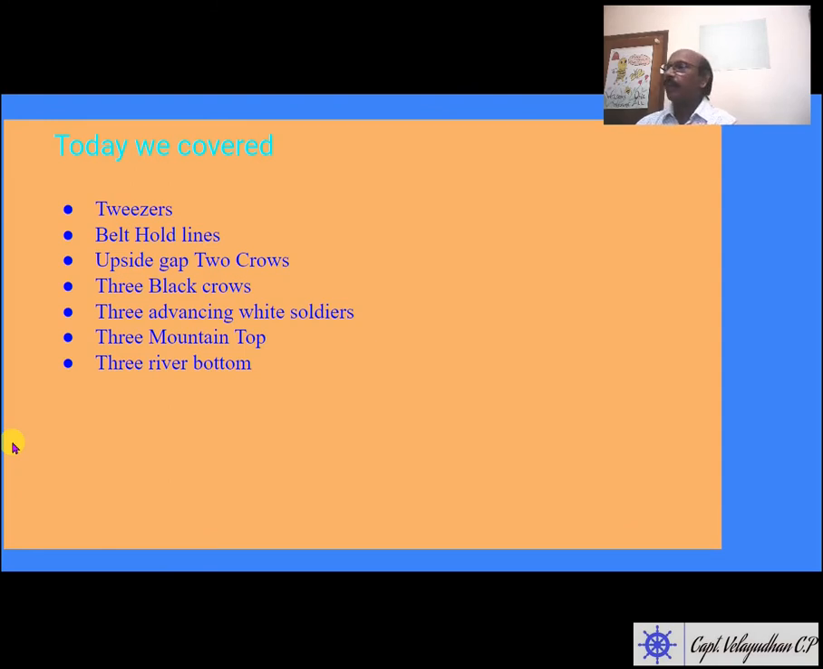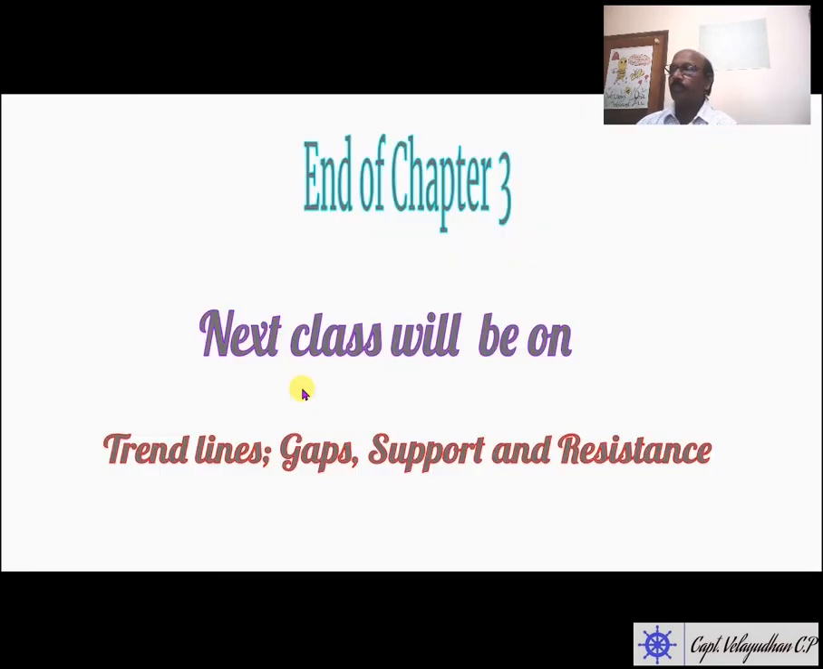Today we covered Tuesday's belt hold lines, upside gap two crows, three black crows, three advancing white soldiers, three mountain top, three river bottoms. Here we are concluding the end of chapter 3. Next class we will cover trend lines, gaps, support and resistance.